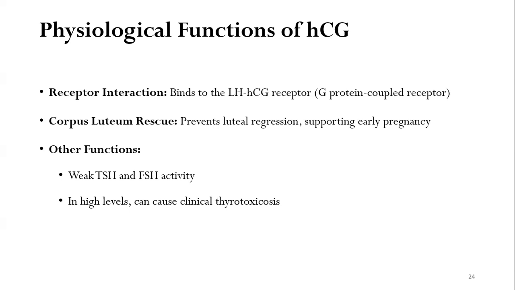The other functions are, as I discussed in the last class, that HCG has weak TSH and FSH activity. So it has thyrotropic activity. It can stimulate the thyroid gland to produce more thyroid hormones. This in turn can lead to suppression of TSH. So most of the time, the TSH of the pregnant woman can be suppressed, and this suppression usually occurs in the first trimester because of increased HCG activity. And if the HCG levels are quite high, particularly during multiple pregnancies like twin or triplet pregnancies, this can even cause clinical thyrotoxicosis.